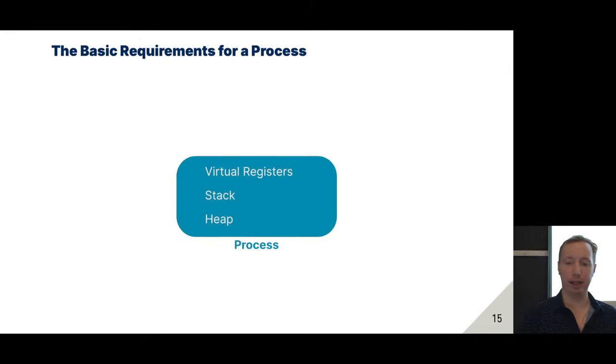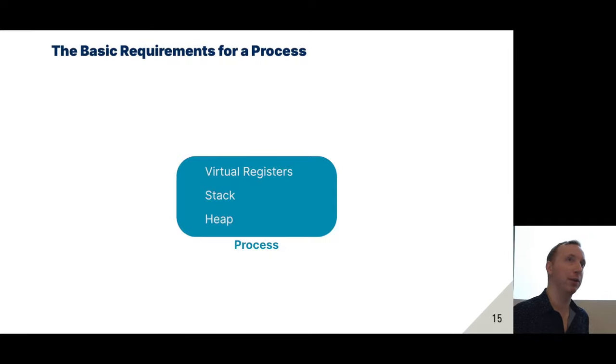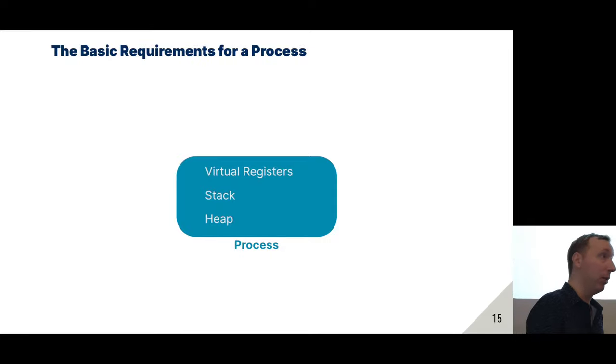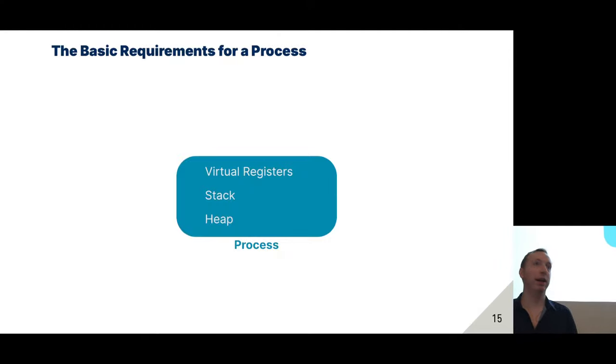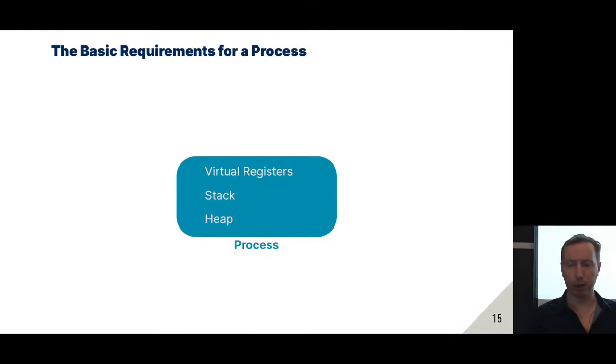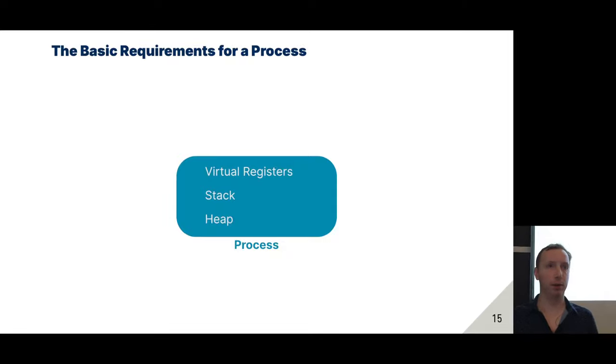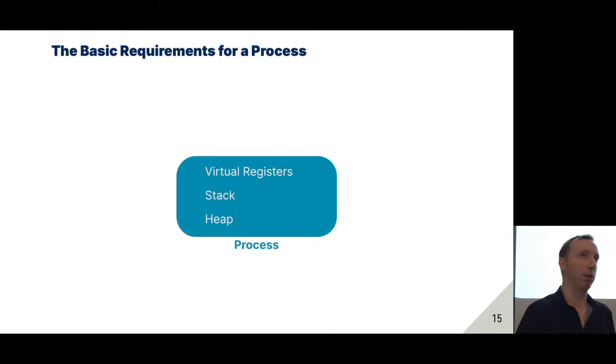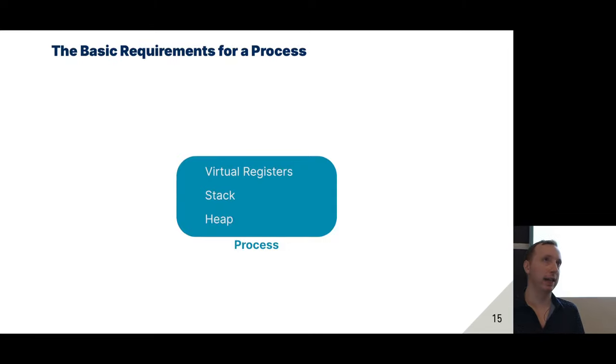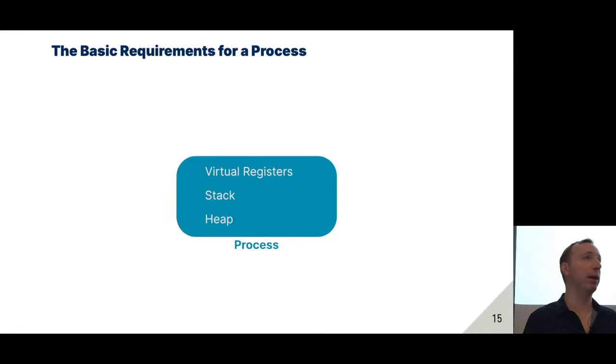The basic requirements of a process that the operating system needs to provide in order to run it: first, there needs to be some concept of virtual registers. If you were just using assembly, you just use the actual physical registers on the machine. But if you can run multiple processes at once or switch between them, the registers of your program can't just change randomly. Register A can't change value randomly. No other process should be able to change your values of registers. So to solve that problem, the operating system has to create virtual registers that are independent for each process so they don't interfere with each other.